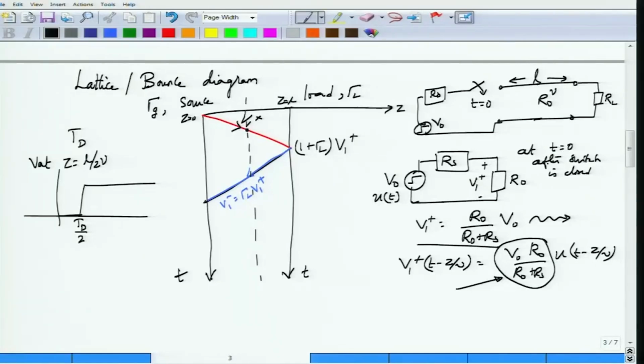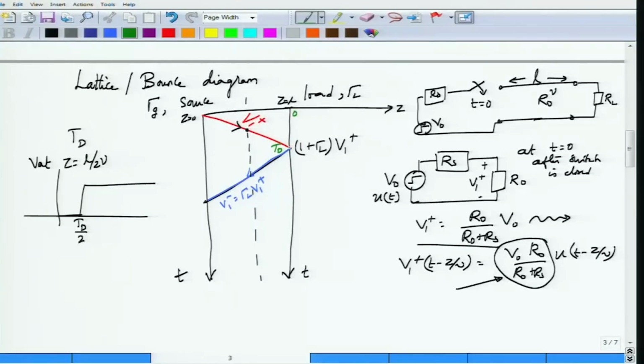So a voltage with an amplitude of V1 plus, given by V0 times R0 divided by R0 plus Rs, will be launched on the transmission line. We represent that by writing V1 plus as the initial voltage launched on the transmission line. At the load side there is a time delay of Td, so on the time axis this is 0, but this is Td.